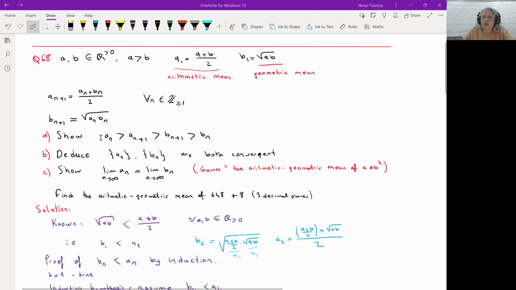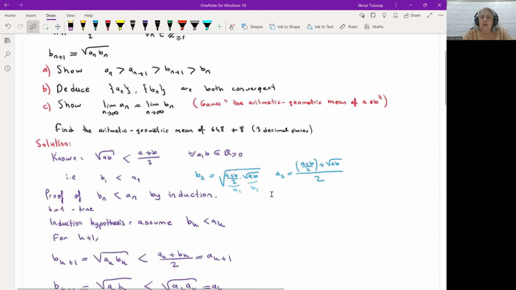First, we would like to show that this inequality holds, and that both series we are going to construct are convergent. We would like to show that the limit exists and the limits are the same for these two series. Then we will find the arithmetic-geometric mean for the particular numbers 648 and 8 in the end. It's an application of the theory to see what's going on.